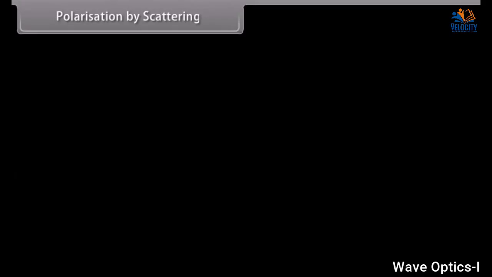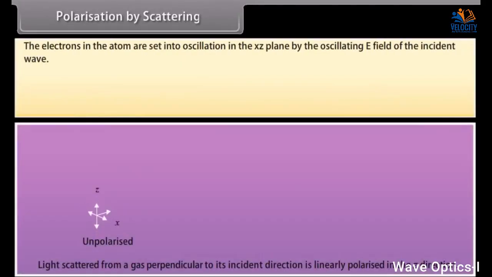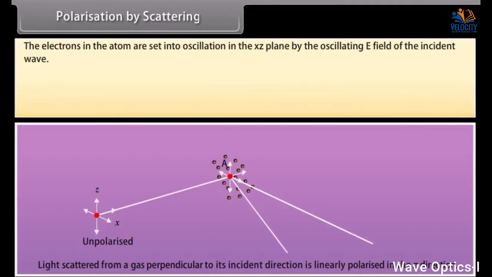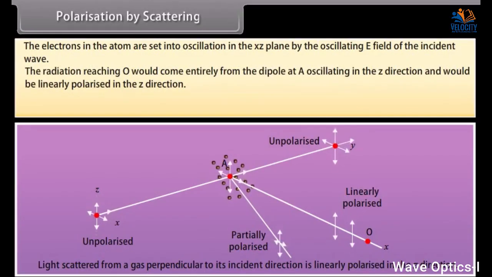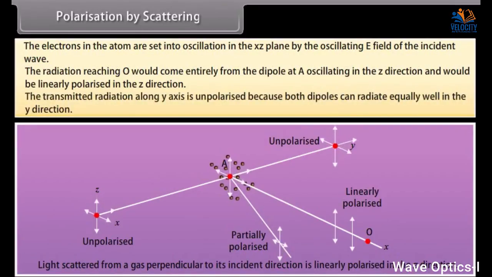Polarization by scattering. Consider an unpolarized light traveling along the y-axis strikes a gas atom at A. The electrons in the atom are set into oscillation in the xz plane by the oscillating E field of the incident wave. The radiation reaching O would come entirely from the dipole at A oscillating in the z direction and would be linearly polarized in the z direction. The transmitted radiation along the y-axis is unpolarized because both dipoles can radiate equally well in the y direction.